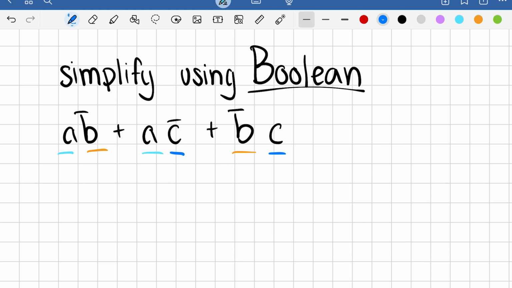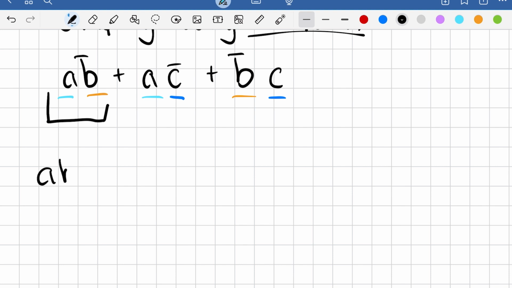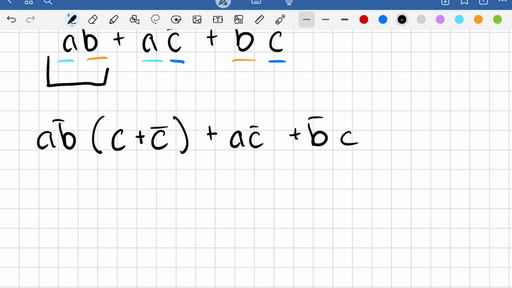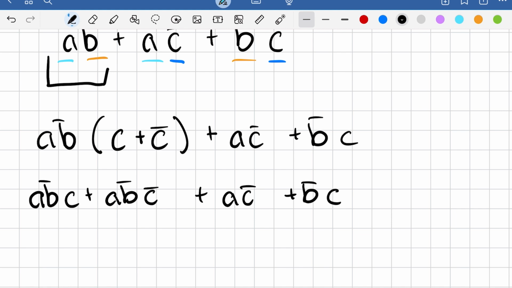So because C prime and C are in the other two, we look at which one is missing C prime and C. And that is the first one here. So we multiply the first one, AB prime, times C plus C prime, because this is just equal to 1, plus AC prime plus B prime C. So we distribute this in. So this will be AB prime C plus AB prime C prime plus AC prime plus B prime C.